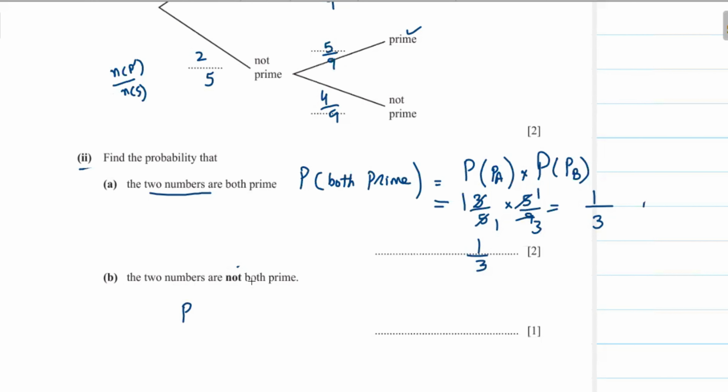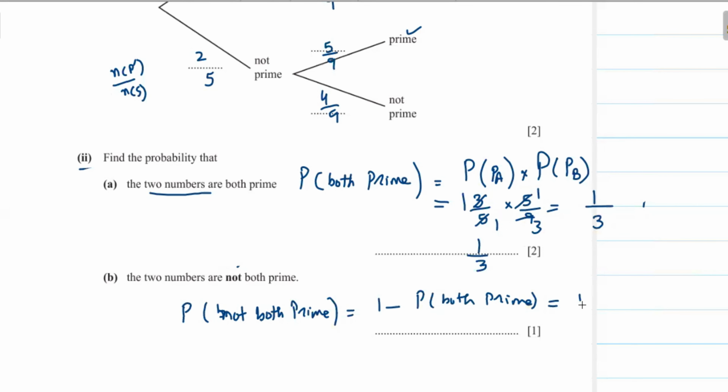Part B, the two numbers that are not both prime numbers, we can write not both prime numbers will be equal to 1 minus probability of both prime numbers.